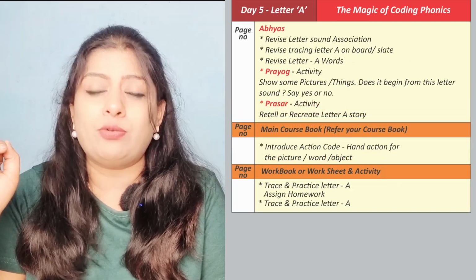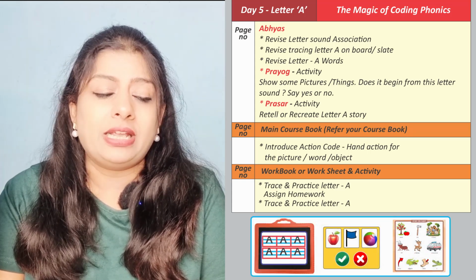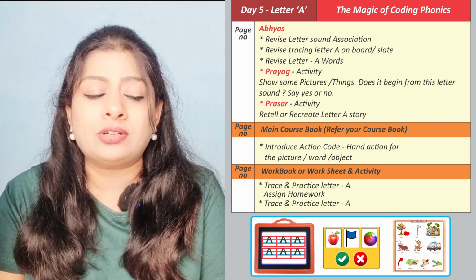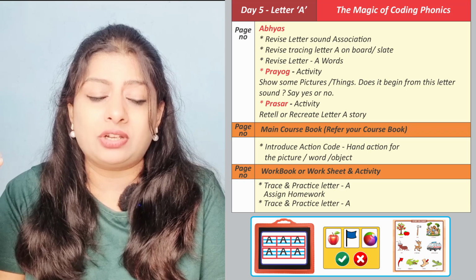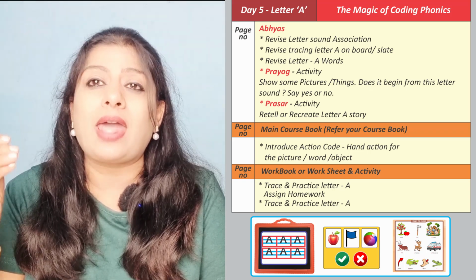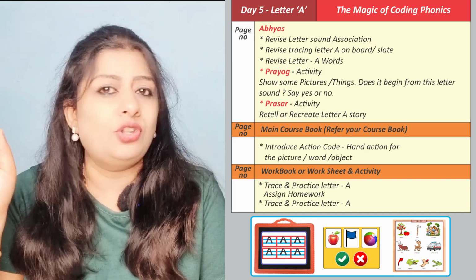And day 5, what we can do is revise letter sound association. We can also revise tracing letter A on board or slate, then revise letter A words. In the Prayog, show some pictures or things and ask children, do these things begin with the sound A or not? If yes, say yes. If no, nod your head.